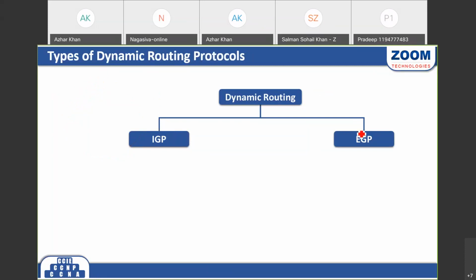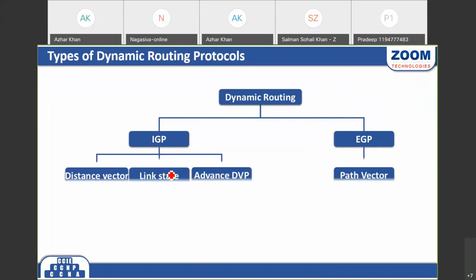Next is EGPs. EGP means to communicate between two or more different autonomous systems. Like to establish communication between BSNL to Jio. Like two different ISPs, one ISP to another ISP communication purpose, we have the EGP protocol. So IGPs and EGPs.